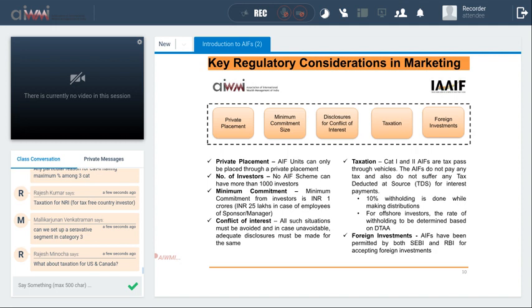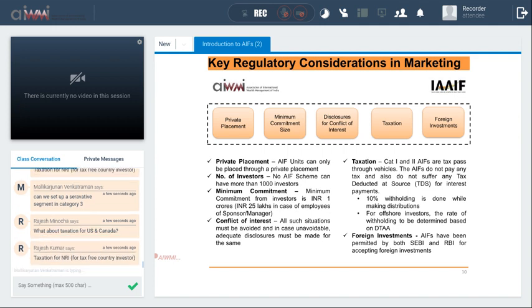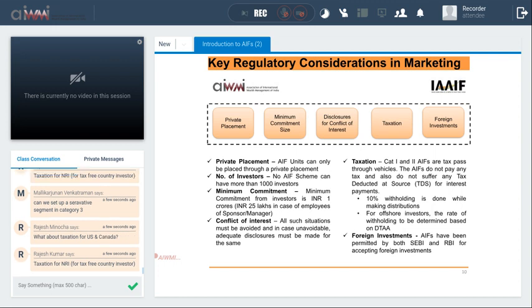I see another comment. What about taxation for US and Canada? Again, that depends on so many factors. It's not possible to actually have a straight answer for that. It depends again on what is the category of the investor, what is the route through which they are investing, from which accounts the money is coming.